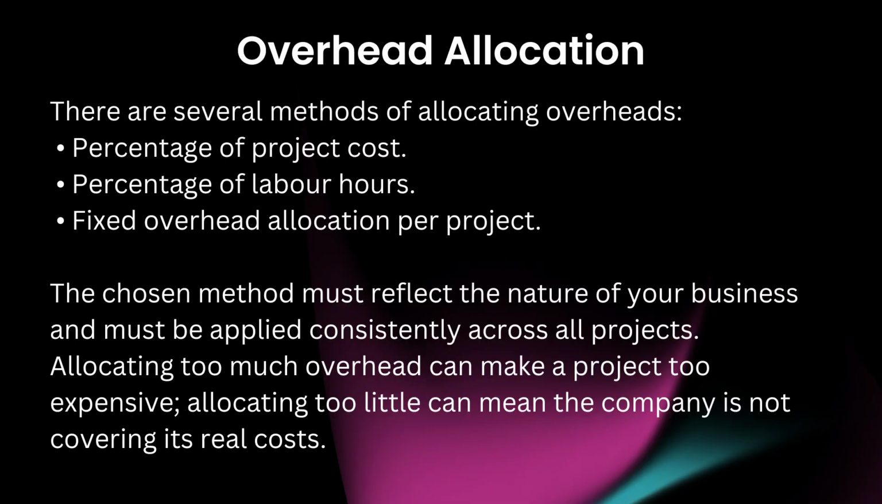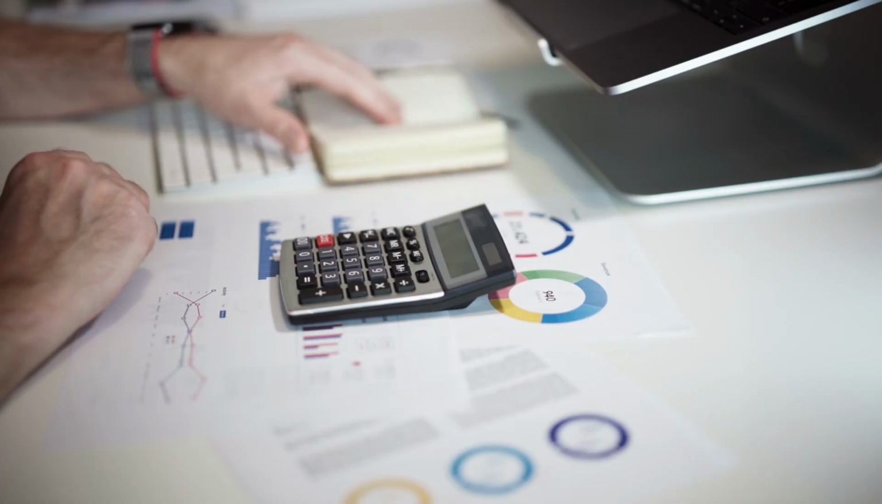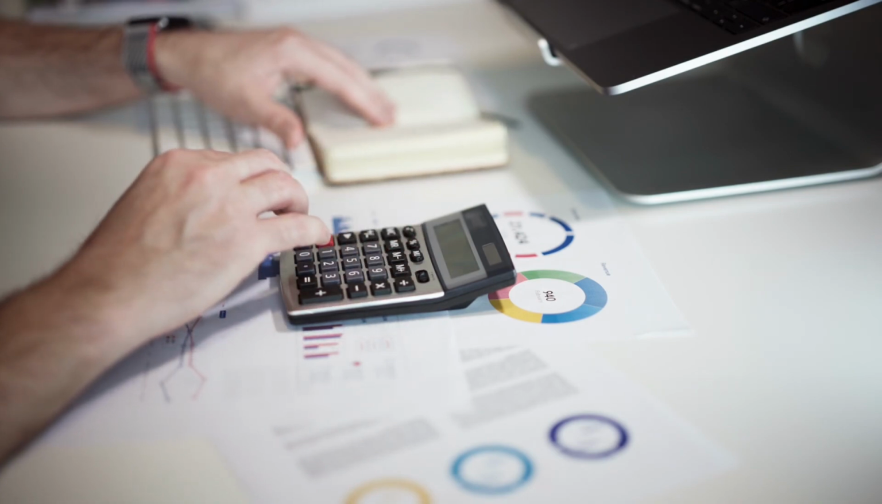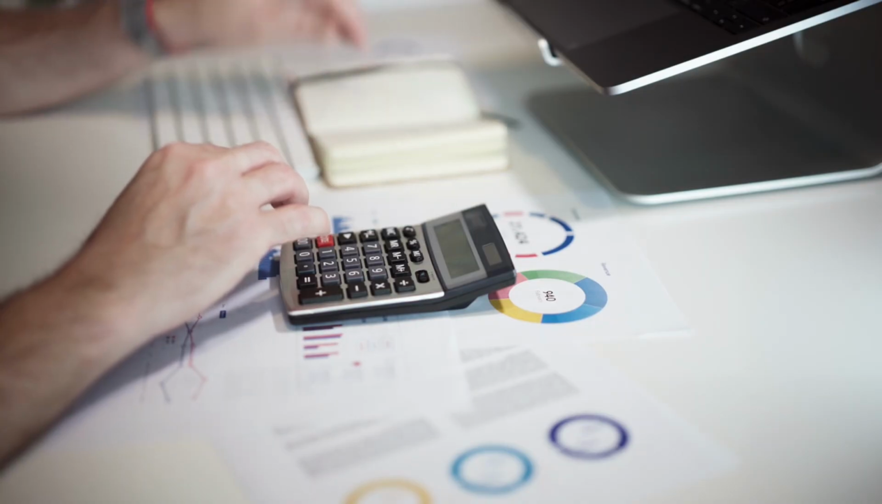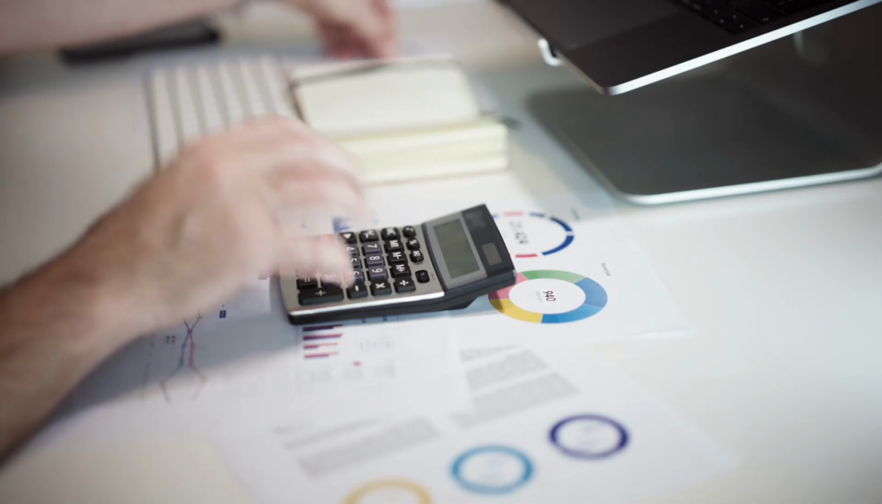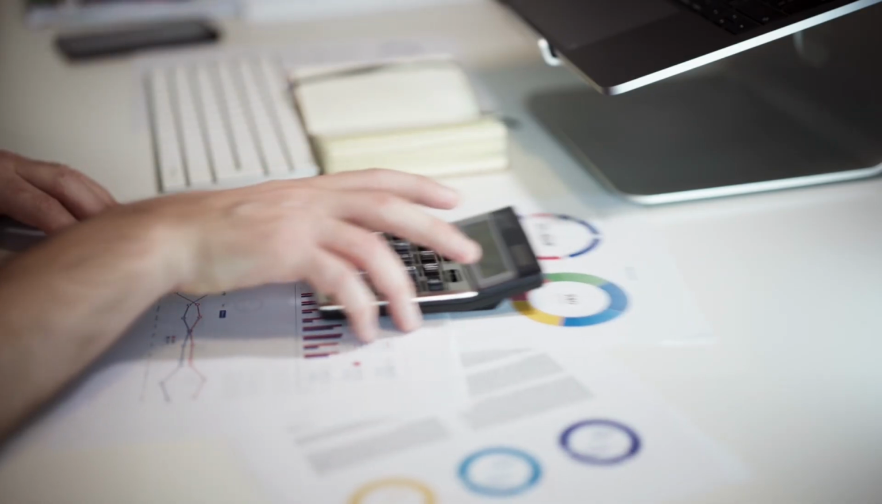Overhead allocation. There are several methods of allocating overheads: percentage of project cost, percentage of labour hours, and fixed overhead allocation per project. The chosen method must reflect the nature of your business and must be applied consistently across all projects. Allocating too much overhead can make a project too expensive. Allocating too little can mean the company is not covering its real costs. Effective overhead allocation ensures the business remains profitable even when multiple projects run simultaneously.